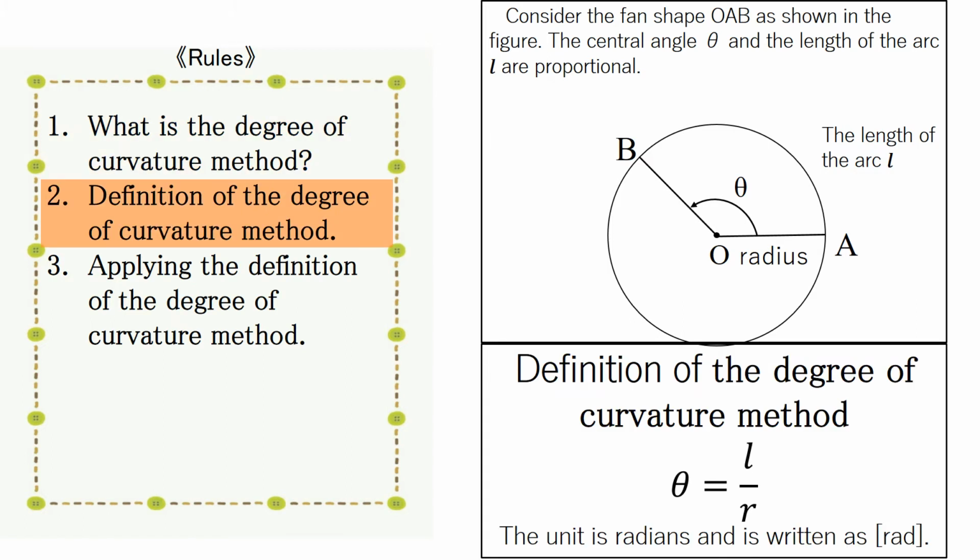How is the degree of curvature method expressed? The degree of curvature method uses the arc length L and the radius r of the fan in the following formula, theta equals L divided by r. The unit is radians and is written as rad.